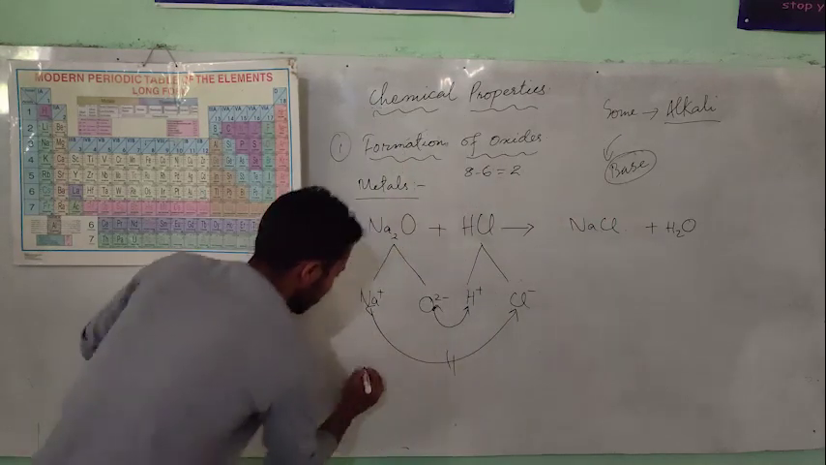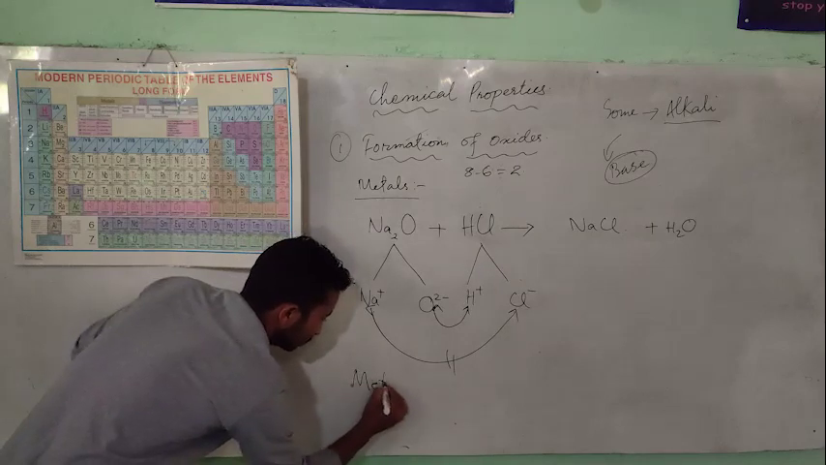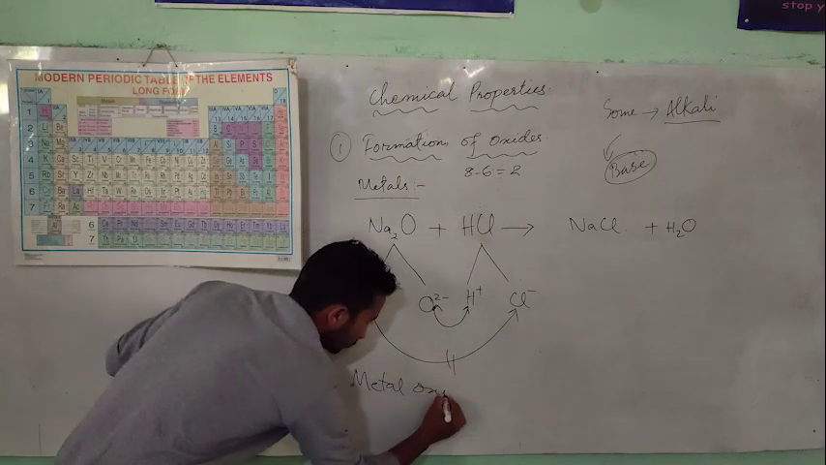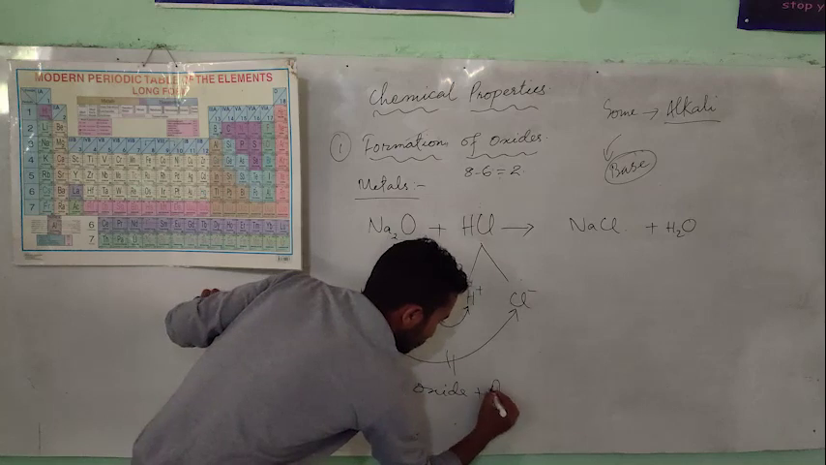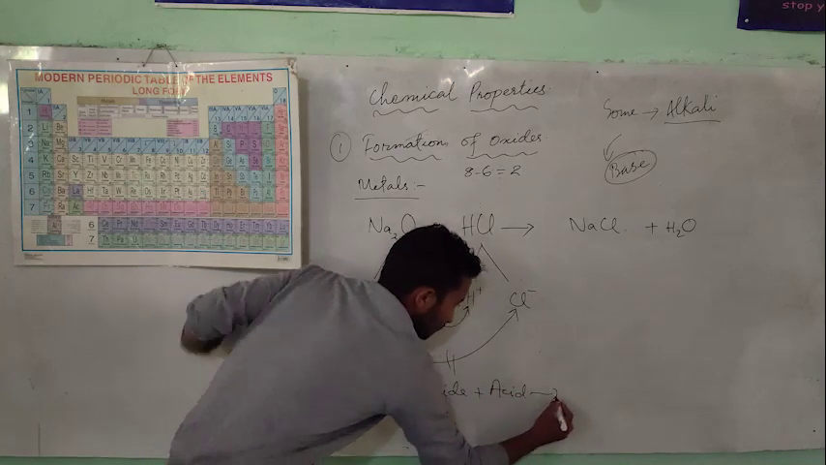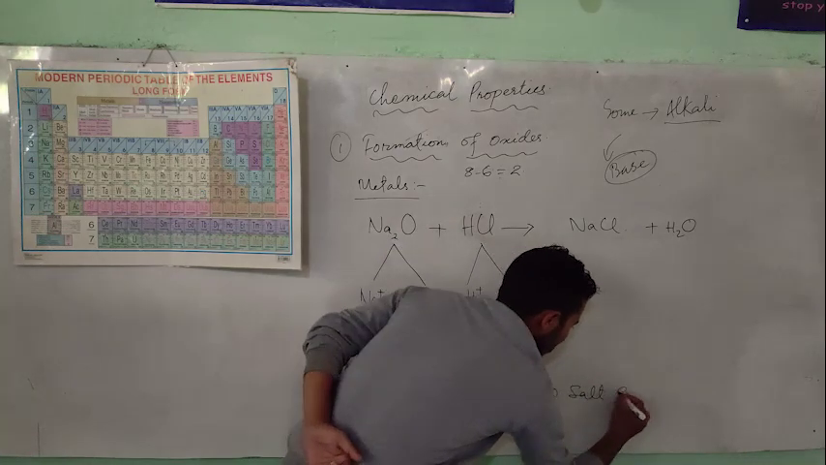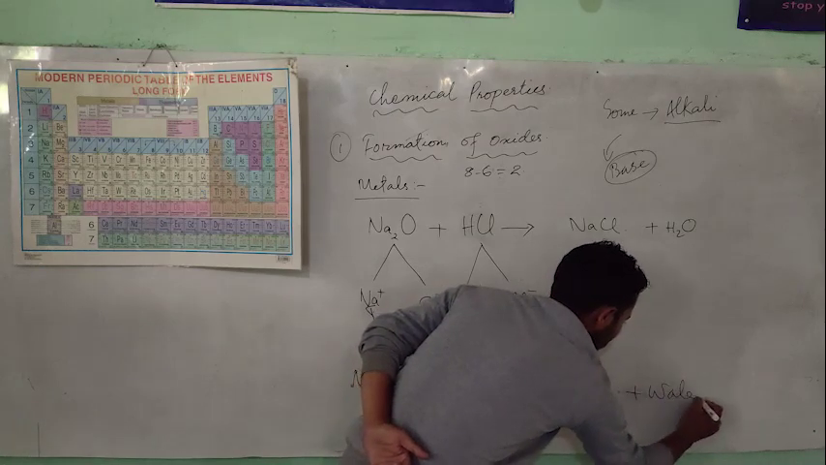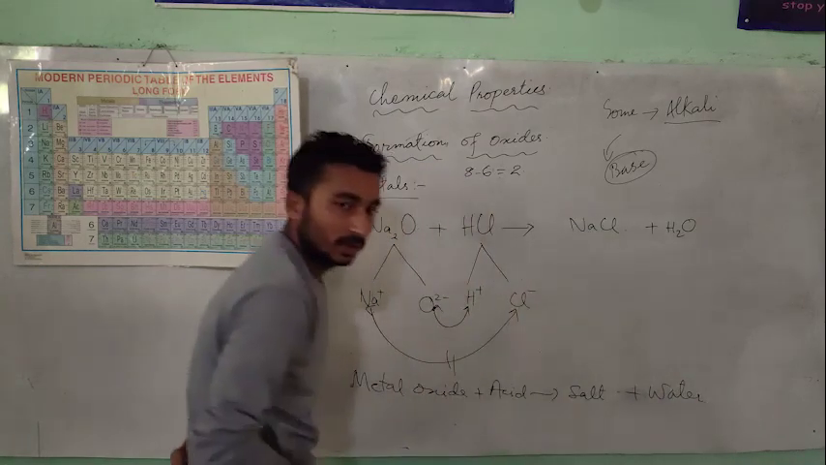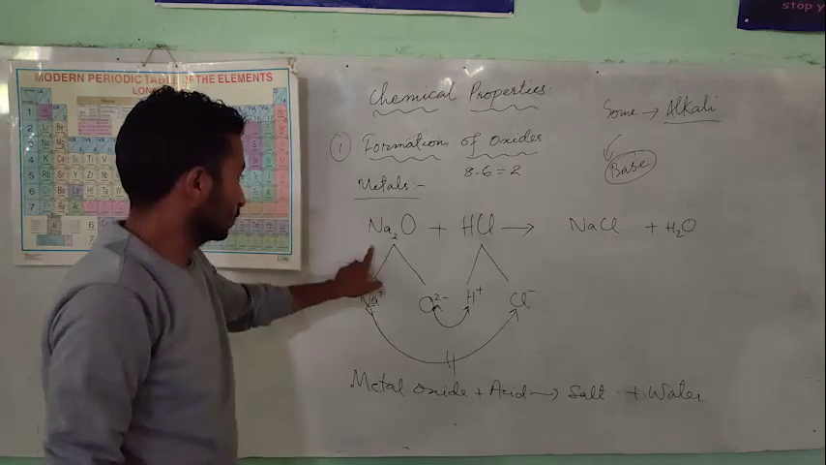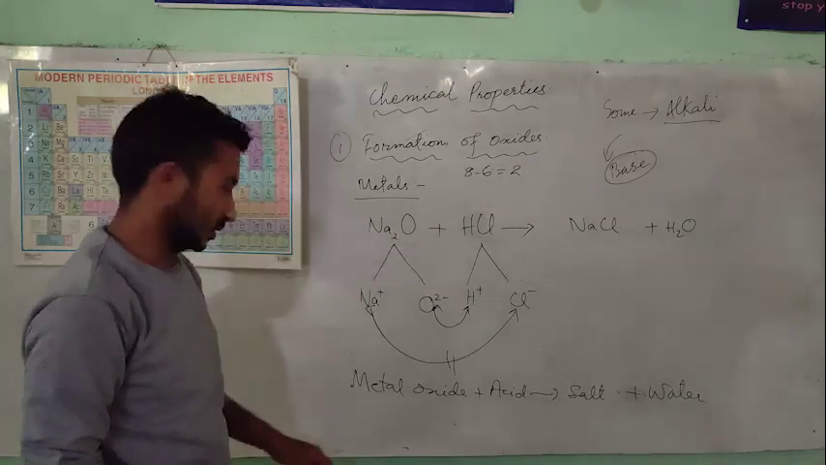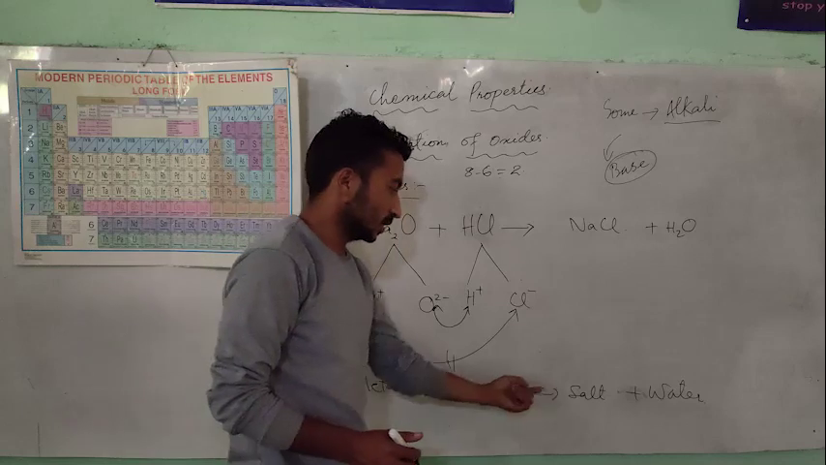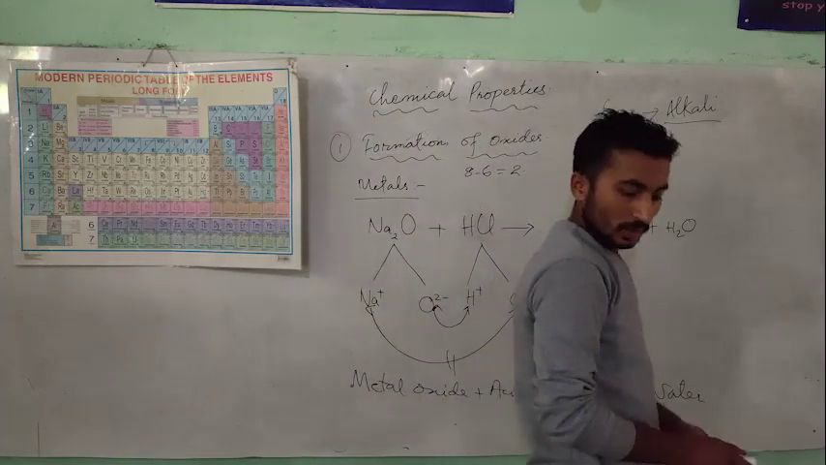So we can write this as metal oxide plus acid gives salt and water. This is the general formula for the reaction of a metal oxide with an acid. Metal oxide plus acid gives salt and water.